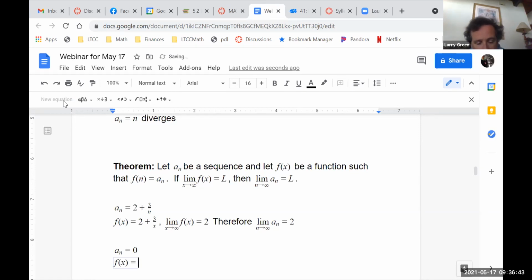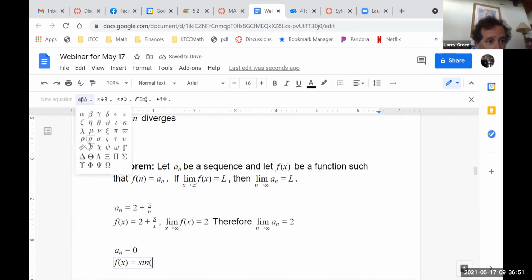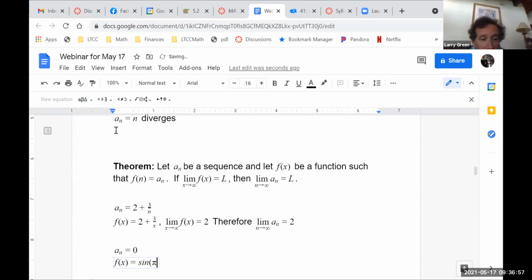On the other hand, let's look at f of x equals the sine of pi x. Are you convinced that f of n is a sub n, that the sine of pi times n is 0, no matter what n is? I hope you know that, right? The sine of n pi is just 0.